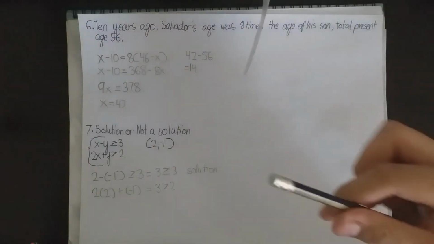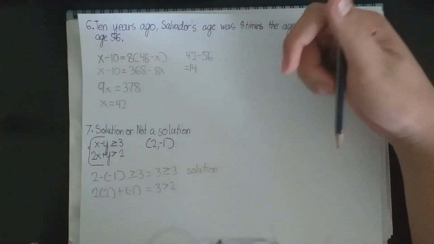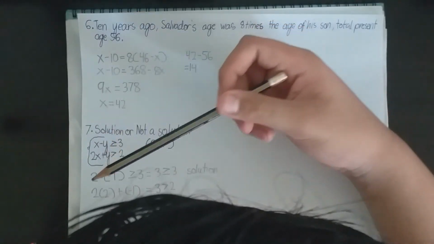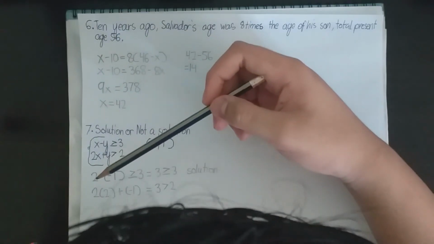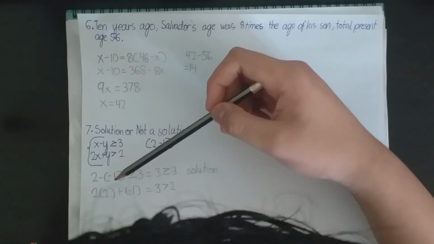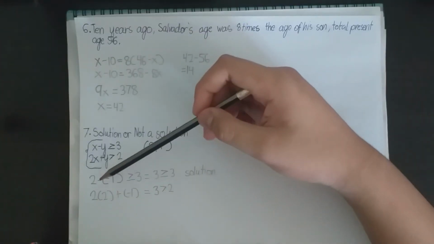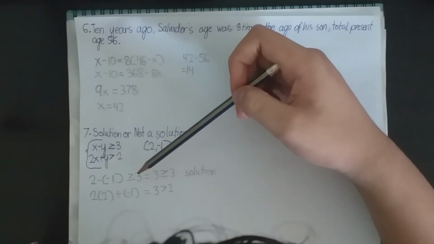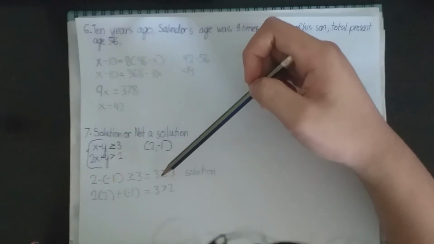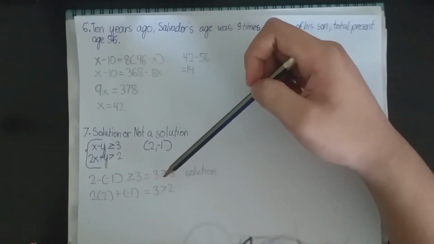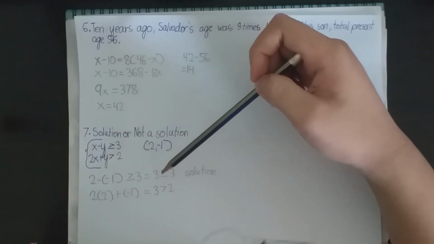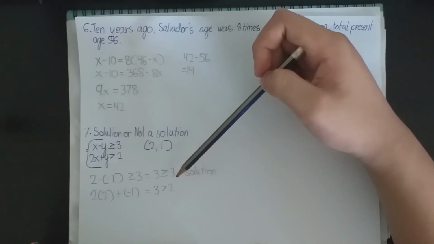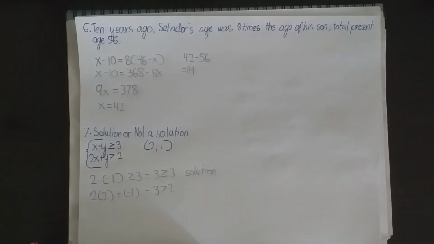In the first equation, I add 2 minus negative 1, which is equal to 3, and 3 is greater than or equal to 3. Is it a solution? Yes, it is a solution.